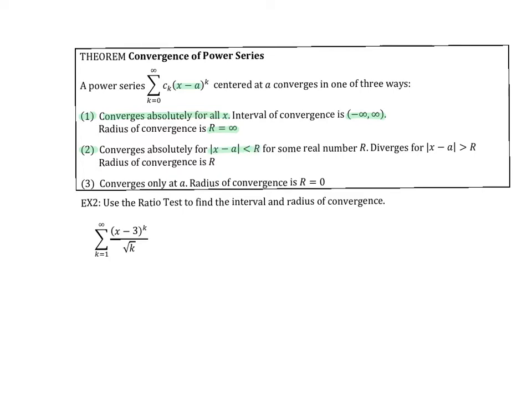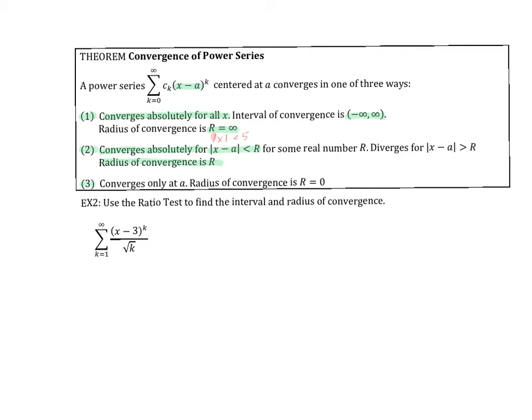It could happen that it converges for the absolute value of x minus a less than some number r. So remember, we had absolute value of x less than 5. In that case, our a would have been 0, and then our r is 5 if we compare it to this theorem. So we can converge absolutely for some absolute value of x minus a less than r. And in that case, the radius of convergence is this number r.